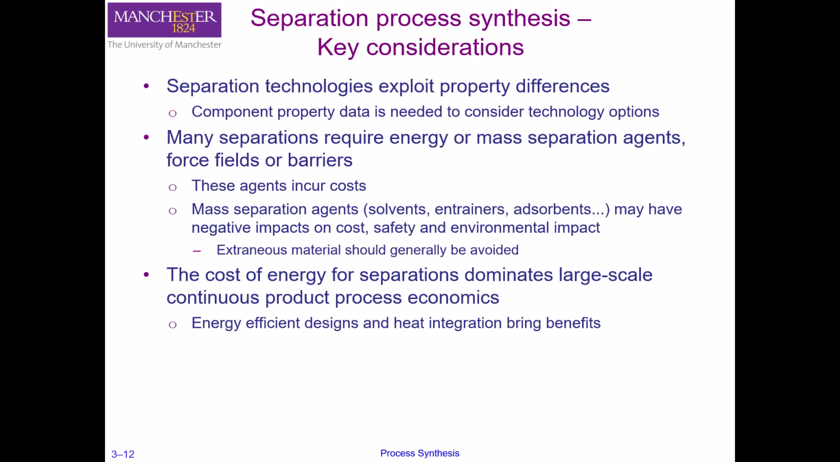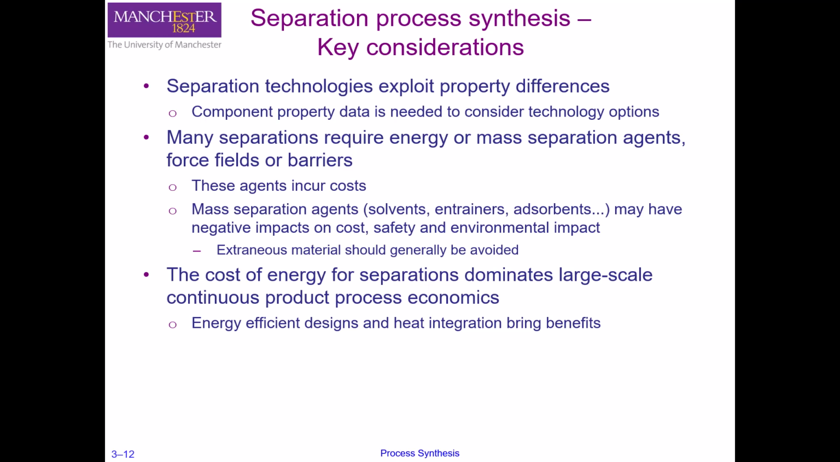So some of the key points in this section are summarized here. Separation technologies exploit property differences, therefore we need data to be able to select separation technologies. As such, it is really important to have a good property data model. We also discussed that separations often need energy or mass separation agents or special materials such as membranes or adsorbents. And of course, all these incur cost and may have negative impact on safety and environment. So we do need to consider all these factors when we are selecting a separation technology.